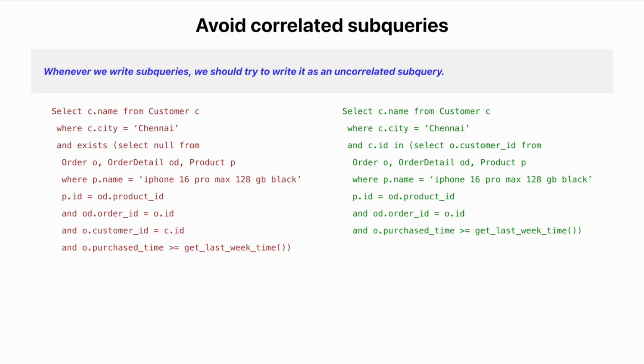For every customer record with Chennai location, the subquery will be executed. It is like having nested for loops in programming. If there are more customers at that location, then this query will take time. We can rewrite the same query with an uncorrelated subquery. The performance of the query on the right side will be better than the performance of the query on the left side, since the subquery will be executed only once.